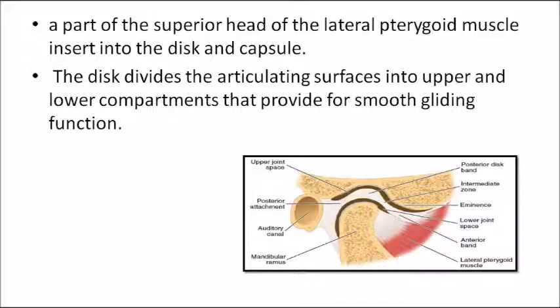On the top left corner, you can see the upper joint space, and on the right lower portion, you can see the lower joint space. So the articulating surface is divided into two components by the articular disc, and there is also one intermediate zone, which is shown in this picture. You can see the upper joint space, the lower joint space, the intermediate zone, as well as the lateral pterygoid muscle. A part of the superior head of the lateral pterygoid muscle is inserted into the disc as well as the capsule.